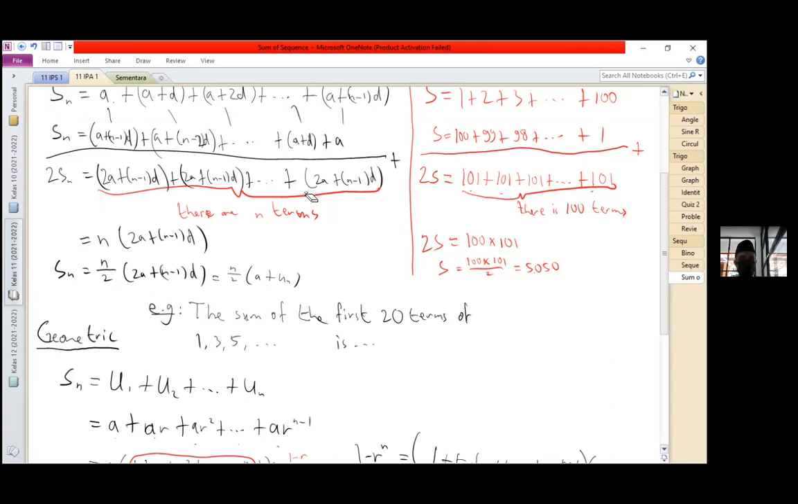Okay, now we want to find the sum of the first 20 terms. So we have A, which is 1.